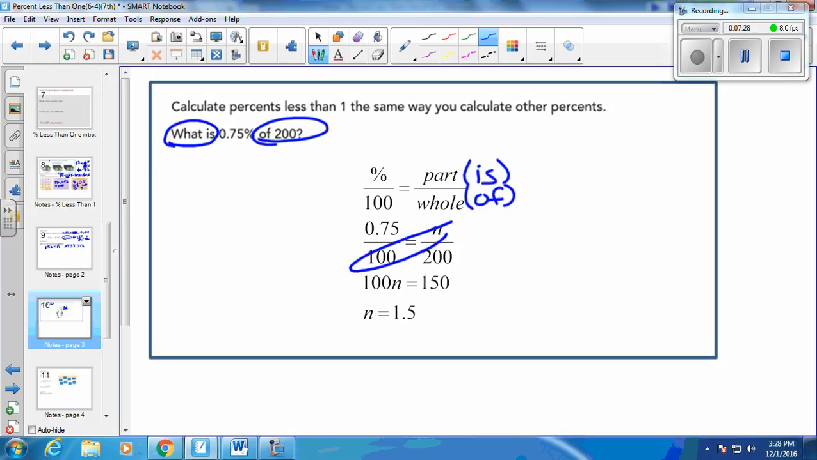I then cross multiply, and that will give me 100n equals 150. Then make sure you divide both sides by 100, and you'll get n is 1 5/10. Again, we've done that, we've practiced that. Now we just have to be careful because we're dealing with decimals.